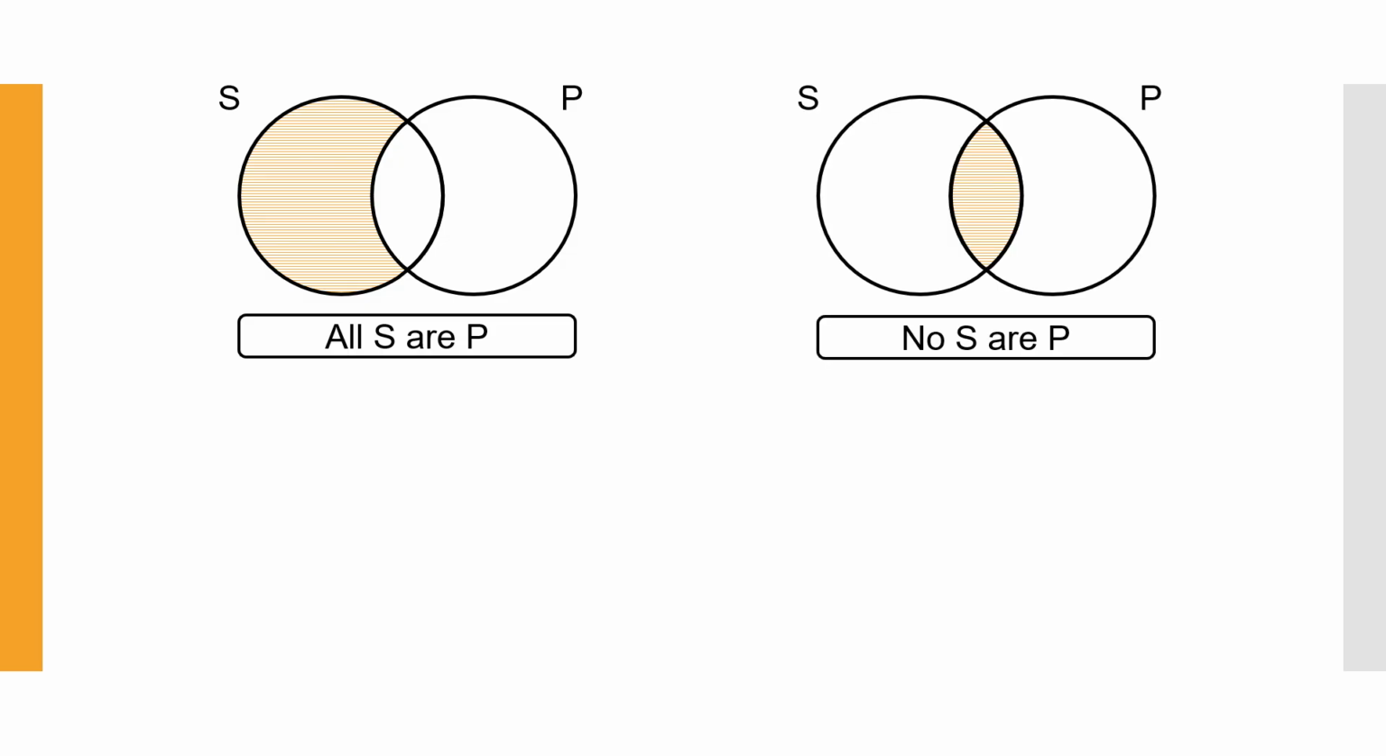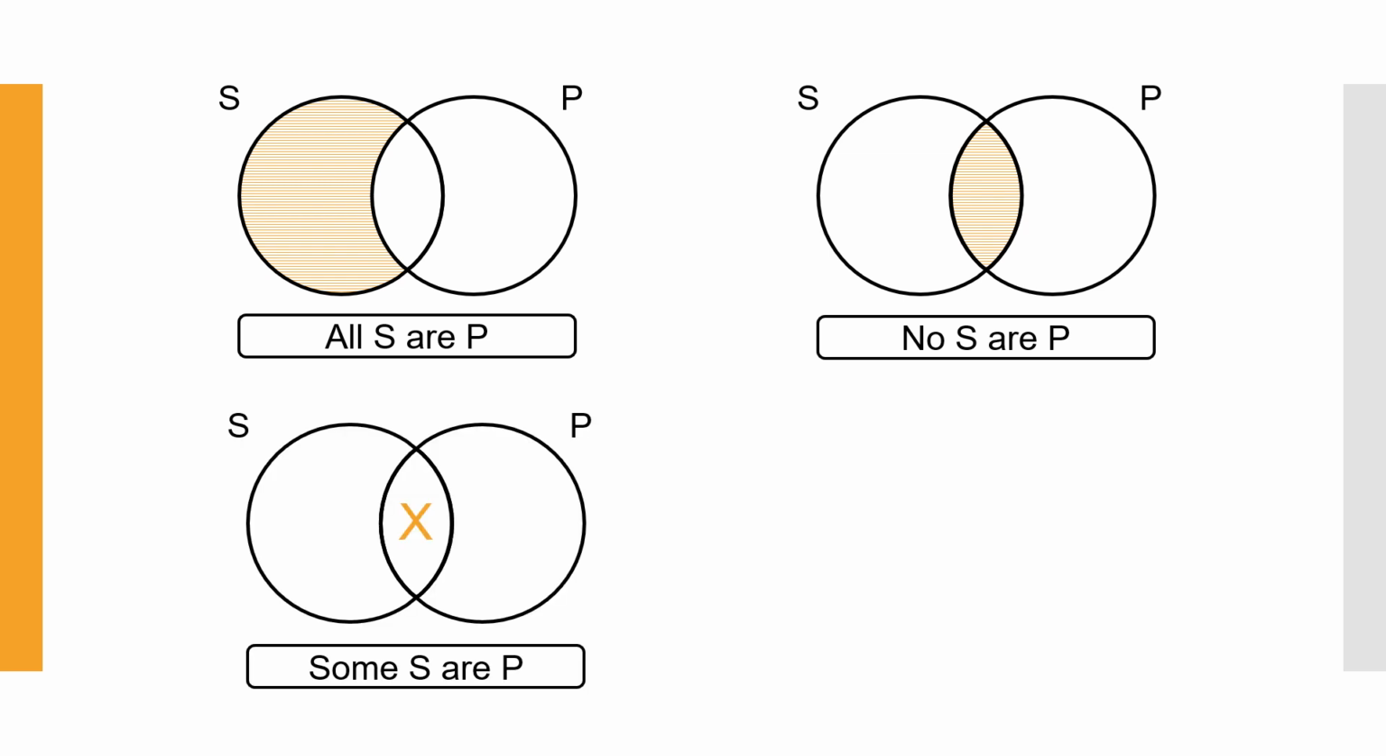A universal negative claim is essentially going to shade everything in the middle part because we're saying those things simply can't exist. When I say no S's are P's, I want to say the entire class or category of S is distinct from the entire class or category of P. And so I color everything in the middle to basically erase or get rid of anything that could be both an S and a P at the same time.